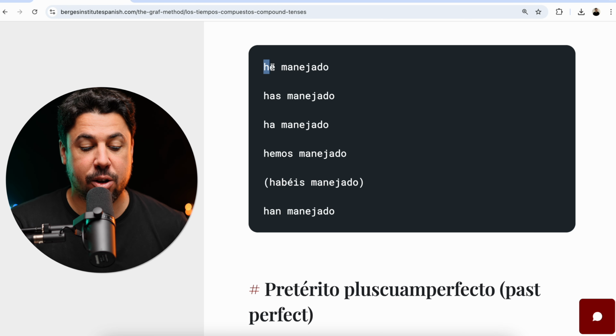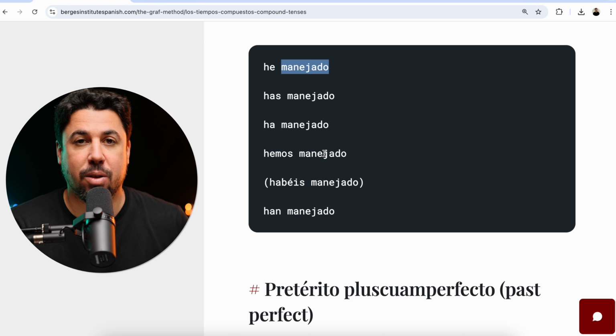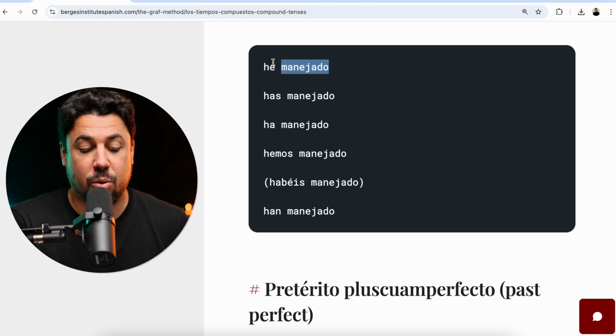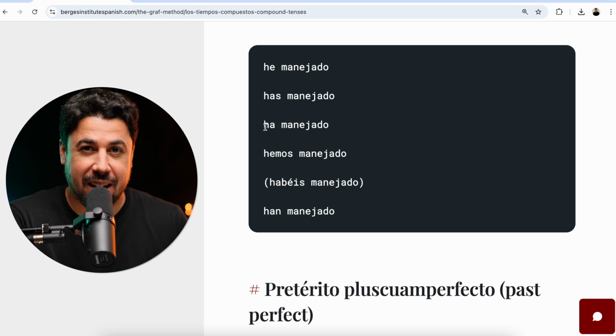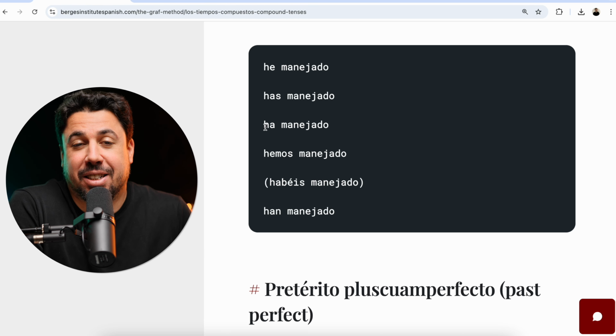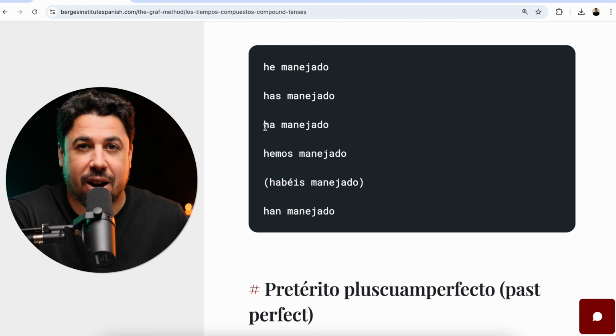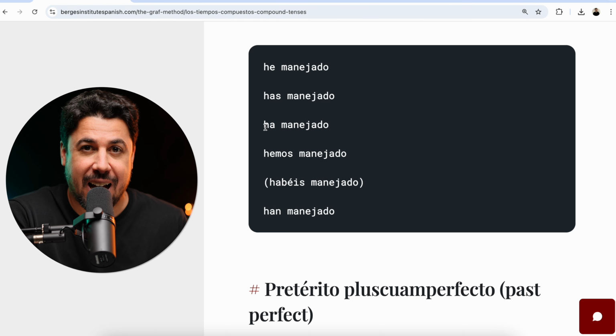So we are basically conjugating haber in the present tense, so that's he, has, ha, hemos, habéis, han, and then we add the participle, manejado, right, for all of them. So this is the equivalent of I have, you have, he or she has, when using have in English as an auxiliary verb. If we are using have as in to own something, the Spanish equivalent would be tener, right? So I have a car, tengo un coche. But I have driven, he manejado.